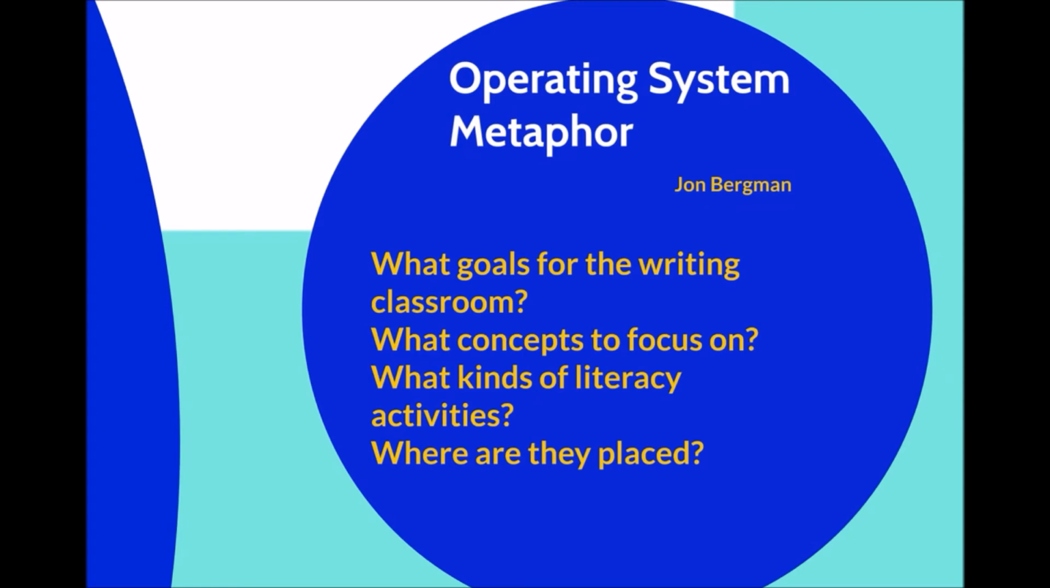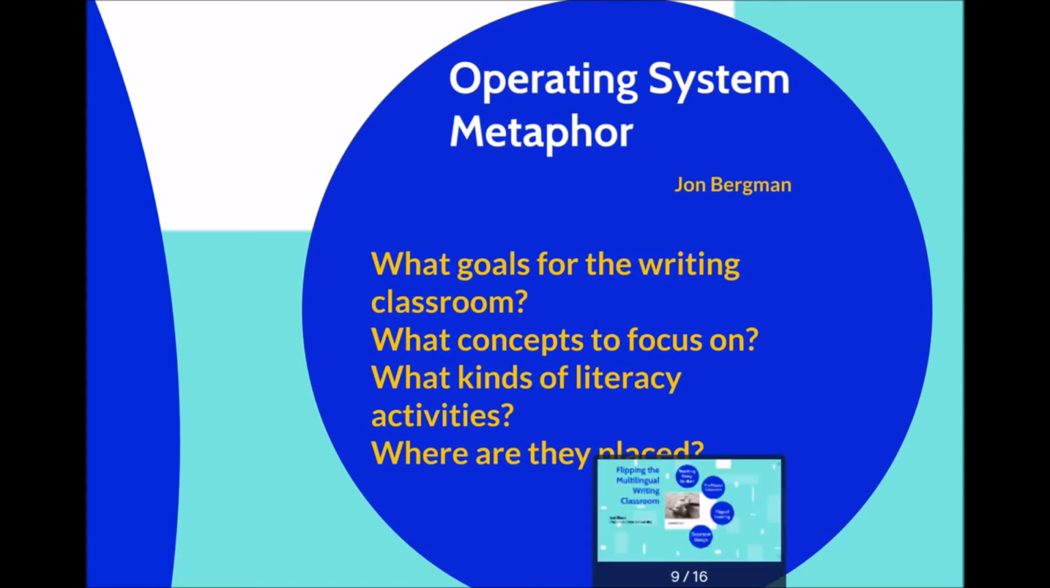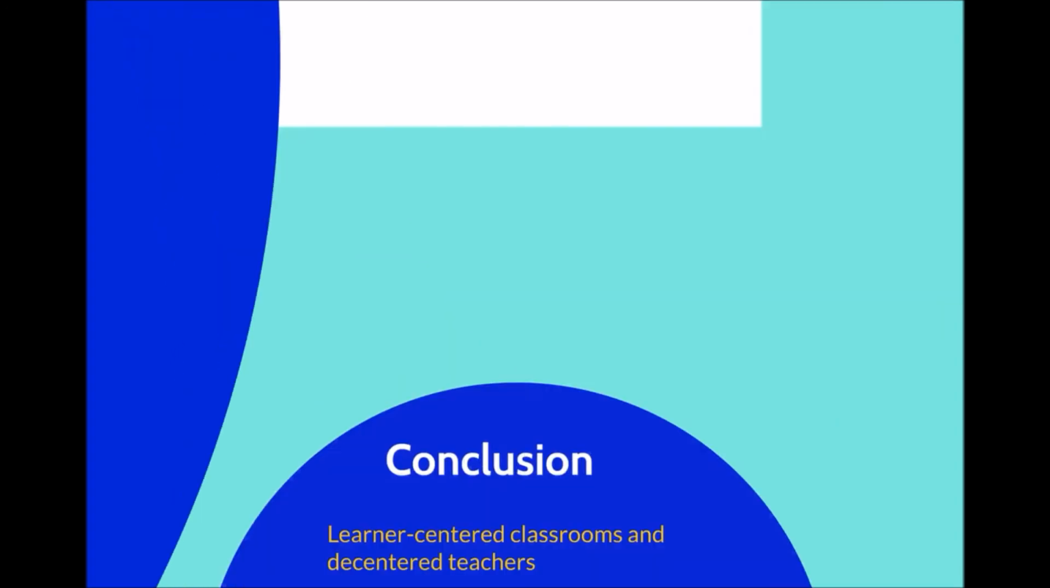To return again to Bergman's operating system metaphor, it's not about the flipping or about the technology. It's about the goals for the writing classroom, what kinds of concepts you're focusing on in the classroom, what kinds of literacy activities do you think are appropriate for meeting those concepts, and then how are they placed? Where is the most effective way of placing those activities?